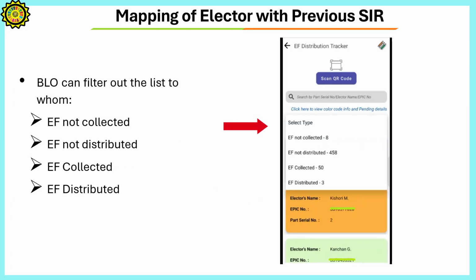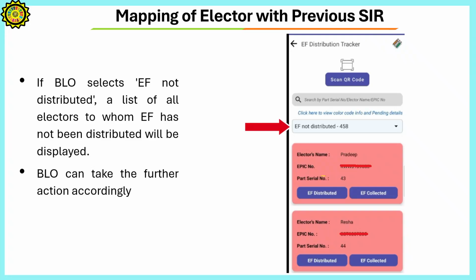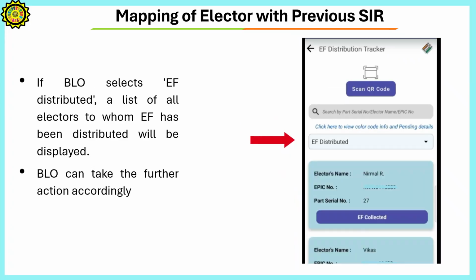BLO can filter out the list to whom enumeration form not collected, enumeration form not distributed, enumeration form collected, and enumeration form distributed. If BLO selects the EF not distributed, a list of all the electors to whom enumeration form has not been distributed will be displayed. BLO can take the further action accordingly. If BLO selects enumeration form distributed, a list of all the electors to whom EF has been distributed will be displayed. BLO can take the further action accordingly.